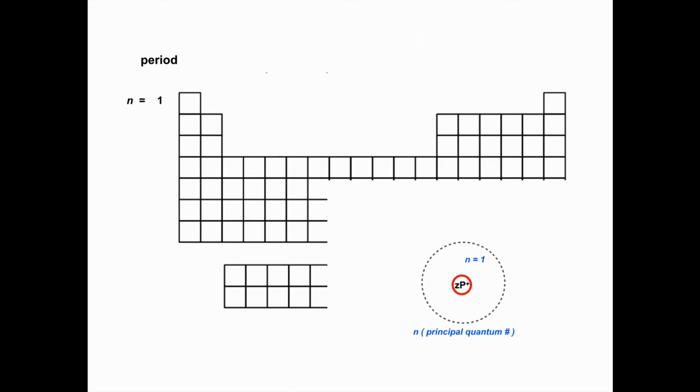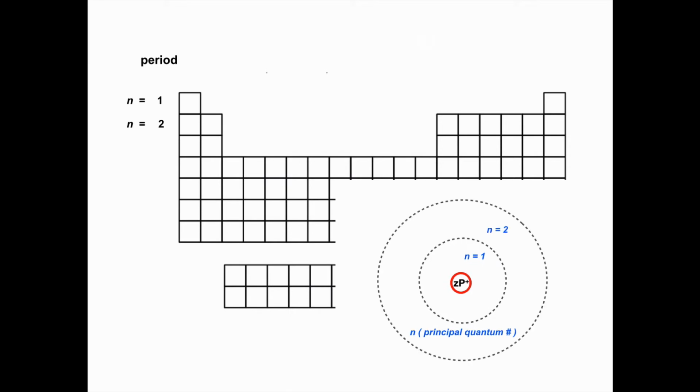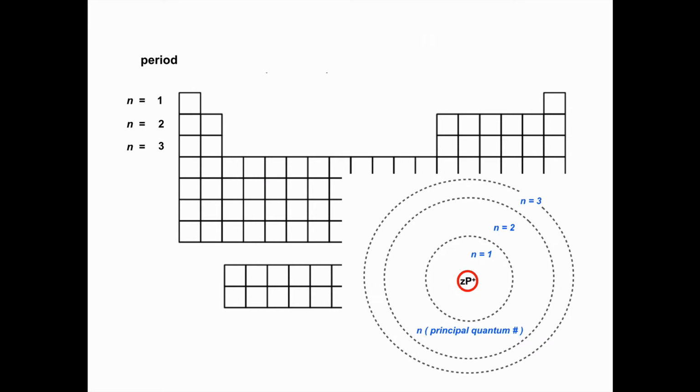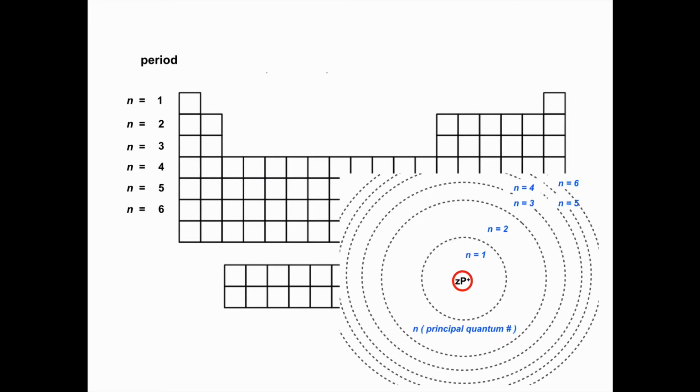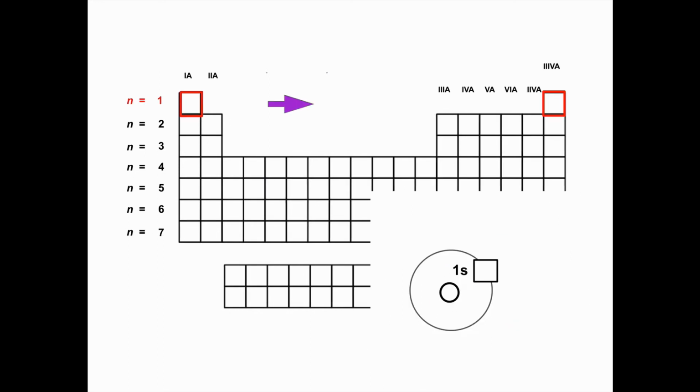So in the first period, these represent electrons in the first energy level. And then we go across the second period where we put electrons in the second energy level, and then the third energy level, and then the fourth, the fifth, the sixth, and the seventh. All right, so again, principal quantum number is distance from the nucleus. So as I put electrons into the first energy level, there's only one shape associated with the first energy level. That's the S shape.